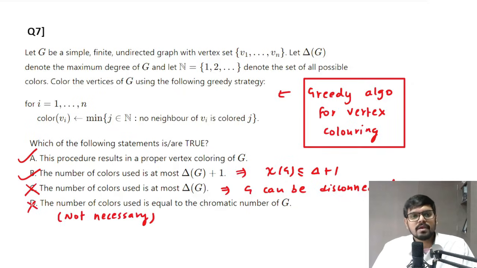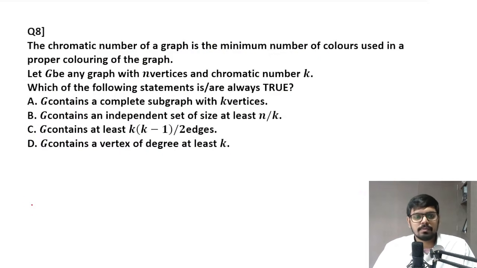Easy? If easy, then let us go to question number 8. Pause the video, try, then look at my solution. Again, an MSQ question, so you have to check every option. The chromatic number of a graph is the minimum number of colors used in a proper coloring of the graph. G is any graph with n vertices and chromatic number K. Which of the following is or are true? Tried? Okay, so it's my turn to solve the question. I will give you all the methods for how to deal with this kind of question.